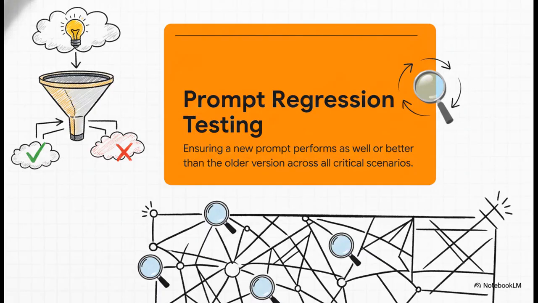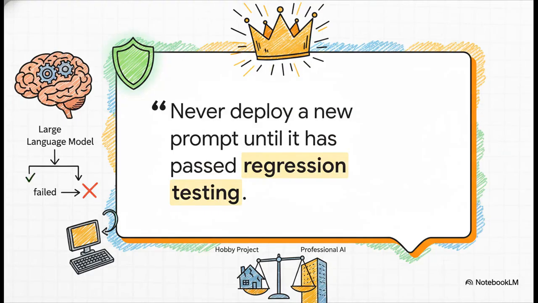Well, there is a way to prevent this exact headache. It's a discipline called prompt regression testing. All it really is, is a systematic process to prove that your new, shiny prompt is actually an upgrade across the board, not just for that one little corner case you were focused on. This right here, this isn't just a good idea, it should be the golden rule. Let's just say it together. Never deploy a new prompt until it has passed regression testing. Seriously, this one habit is what separates a weekend project from a truly professional, reliable AI application.